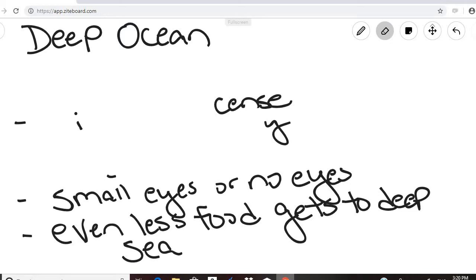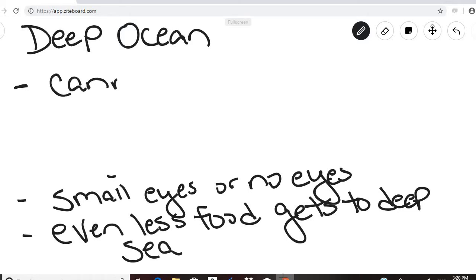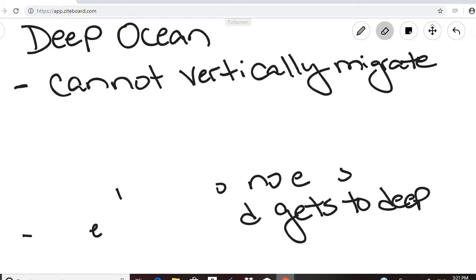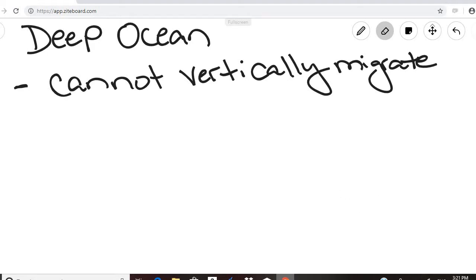Another factor for organisms living in here is, and I've already mentioned this somewhat, they cannot vertically migrate. So they can't move up into the mesopelagic area or the epipelagic area just because they can't tolerate those changes in pressure. They are made to live within a certain pressure range and they can't move out of that. Because food is scarce, they will use means to conserve food.